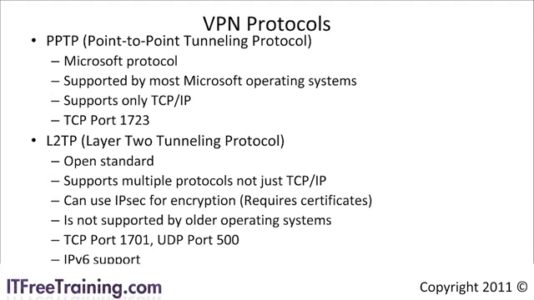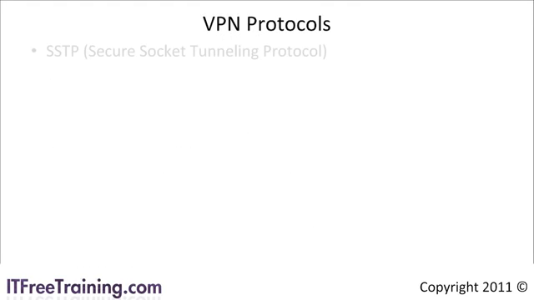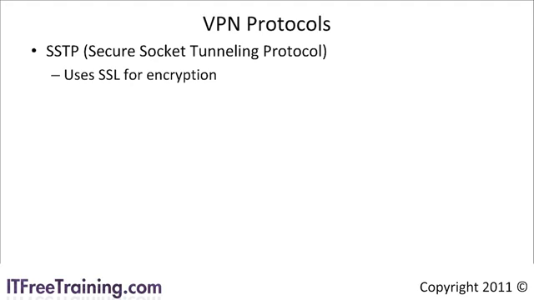With both installed, the client can decide which one it wants to use. The disadvantage with both these protocols is that they require ports that may not normally be open on the firewall to be open to operate. Many administrators do not like opening additional ports on their firewalls, which brings us to the last protocol. SSTP, or Secure Socket Tunneling Protocol, addresses some of the problems with firewalls by using SSL for encryption.